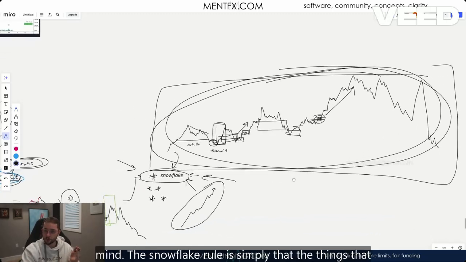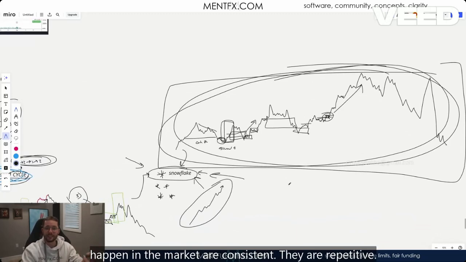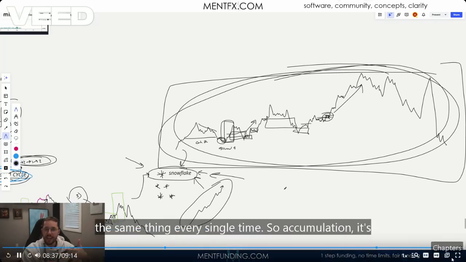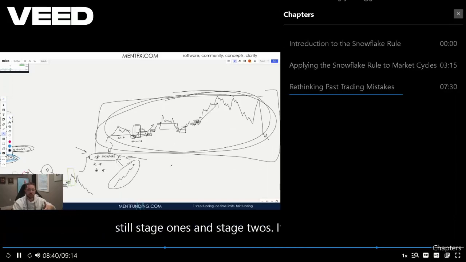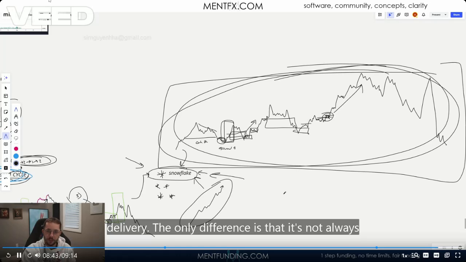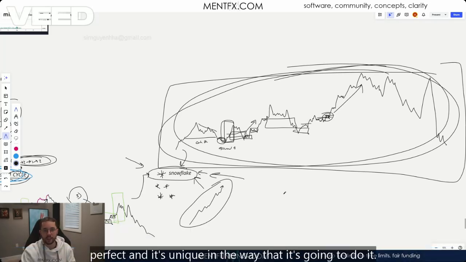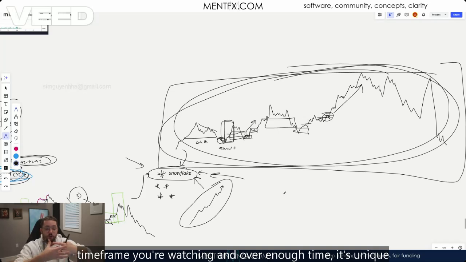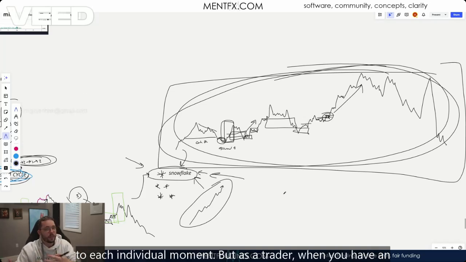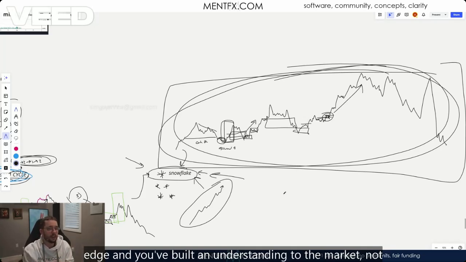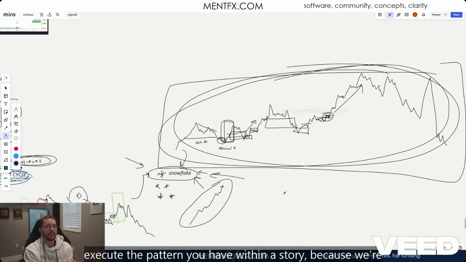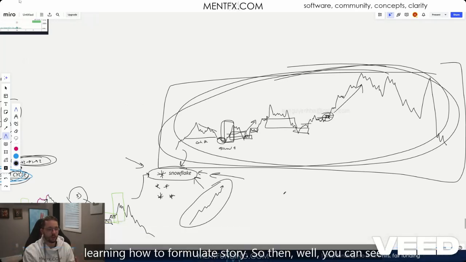Just keep that in mind. The snowflake rule is simply that the things that happen in the market are consistent. They are repetitive. The trends that start and the way they deliver are the same thing every single time. It's still accumulation, it's still stage ones and stage twos, it's still perfect delivery. The only difference is that it's not always perfect, and it's unique in the way it's going to do it. It's unique to the asset you're watching, to the time frame, and over enough time, to each individual moment. But as a trader, when you have an edge and you've built an understanding of the market, not just patterns, all of a sudden you have the ability to execute the pattern within a story, because we're learning how to formulate story. Then you can see that edge through and make money.